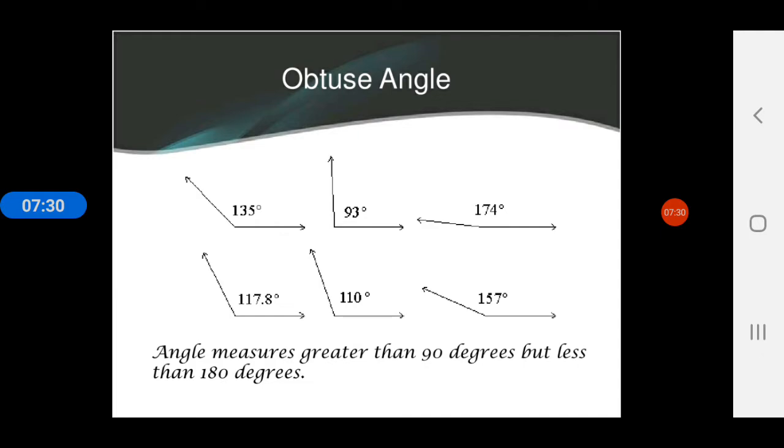As you know, obtuse angles are those angles which measure less than 180 degrees but more than a right angle, meaning more than 90 degrees. So these are all examples of obtuse angles. See, you can see 179 is also obtuse, up to there it is obtuse, and 91 is also obtuse.